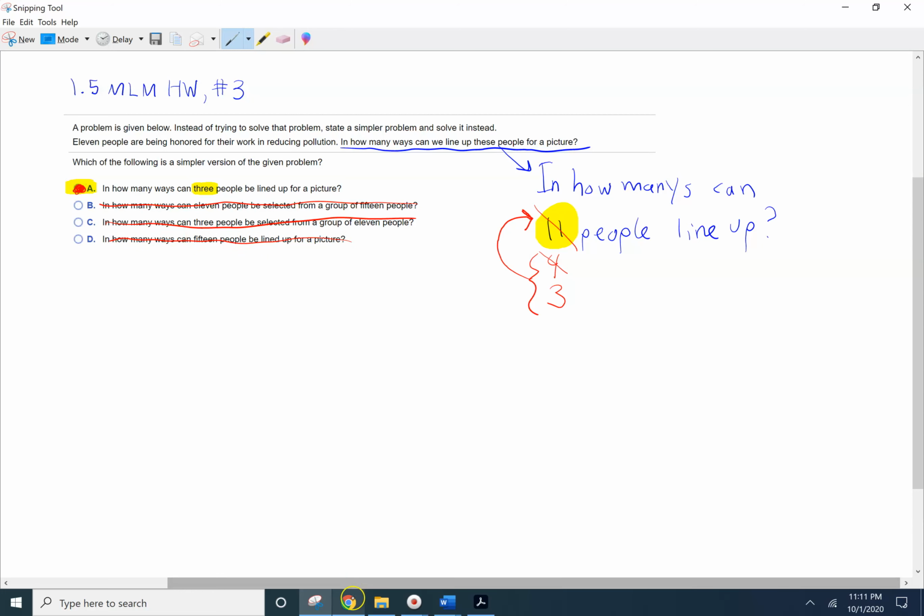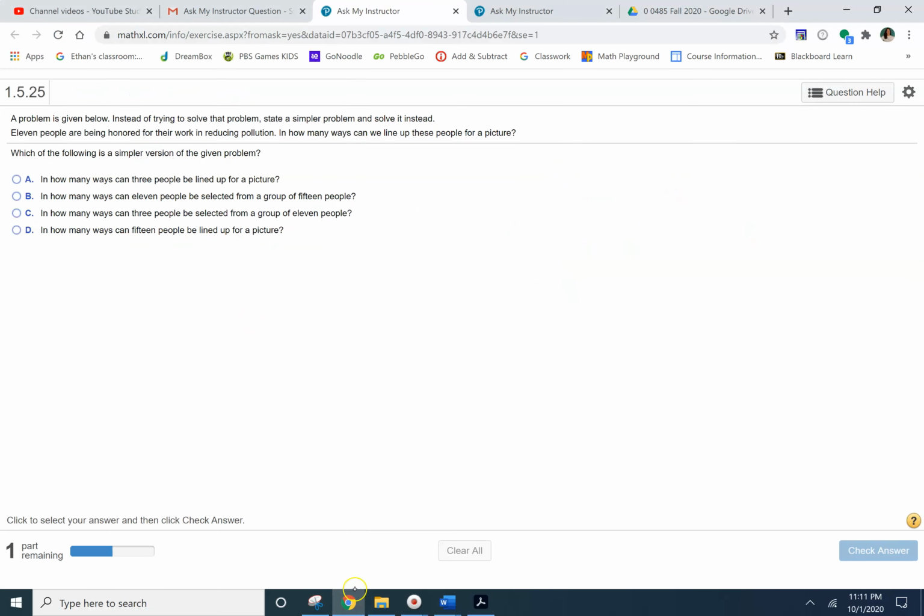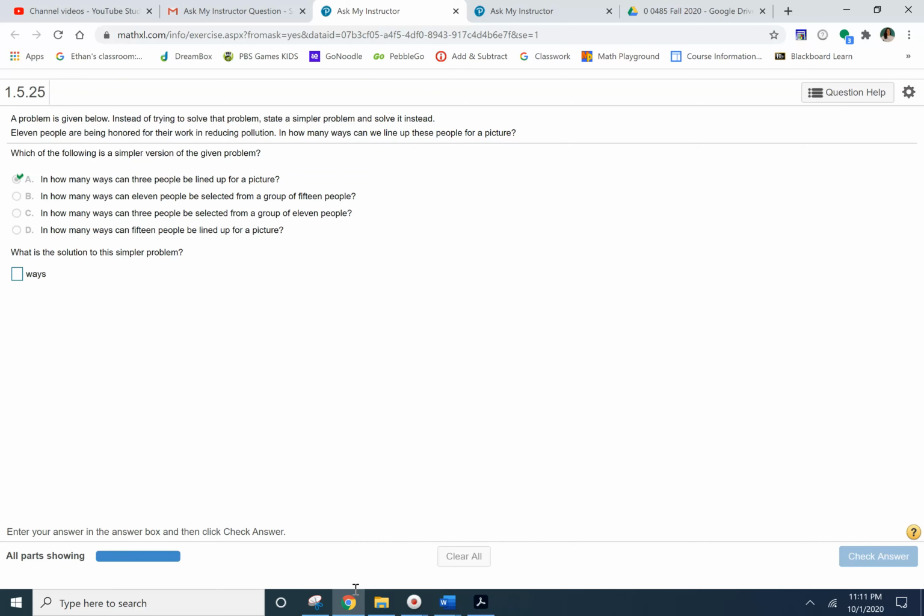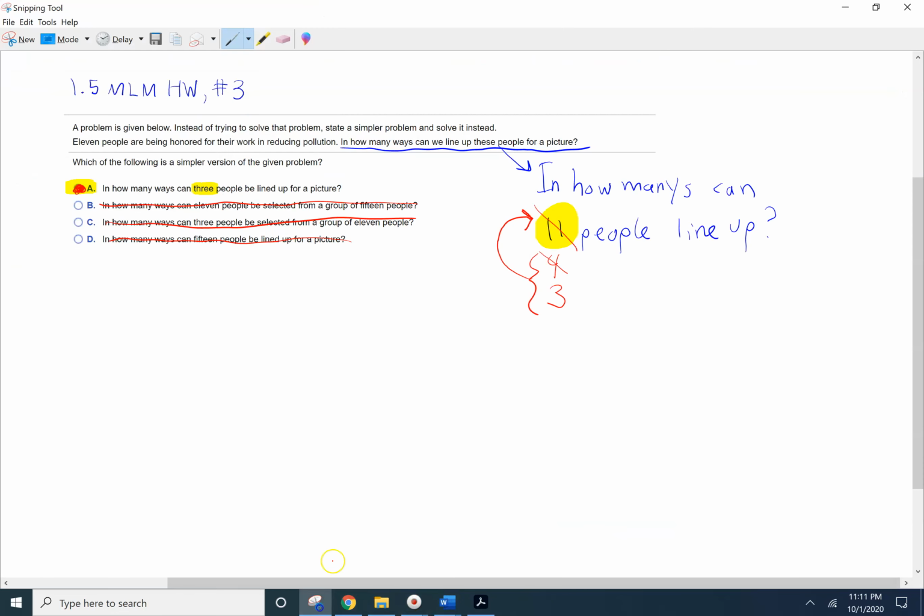So I'm going to go over here to my MyLab and mark A as my answer. Fantastic. Okay, and now they want us to solve this simpler problem. They just want us to line up 3 people. So let's go ahead and do that.